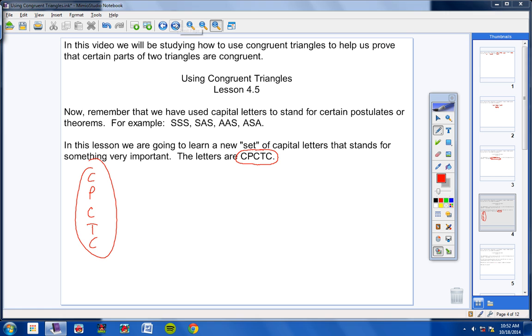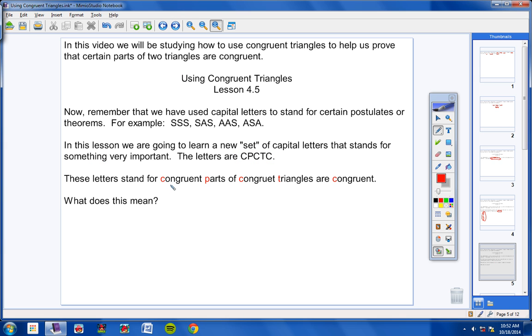Now here's what they stand for. Congruent, and this should be corresponding. That's incorrect. I thought I fixed that, so sorry about that, guys. Old age, I guess. And this should be congruent. This should be congruent, okay? So if you will fix that also, put it in right there. Okay. Corresponding parts of congruent triangles are congruent. Okay. Corresponding parts of congruent triangles are congruent.